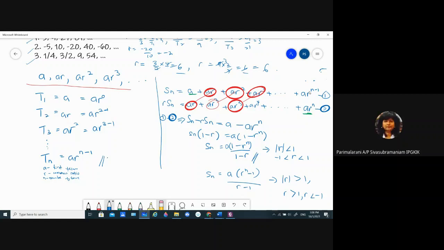Okay, so if you have a number line like this, 0, 1, negative 1, when R is within here, you use the first formula, okay? When R is anywhere outside here, this side here, we don't care whether it's negative or positive, then we use the second formula, okay? So that is the formula for Tn and Sn for geometric progression. Let's look at an example.